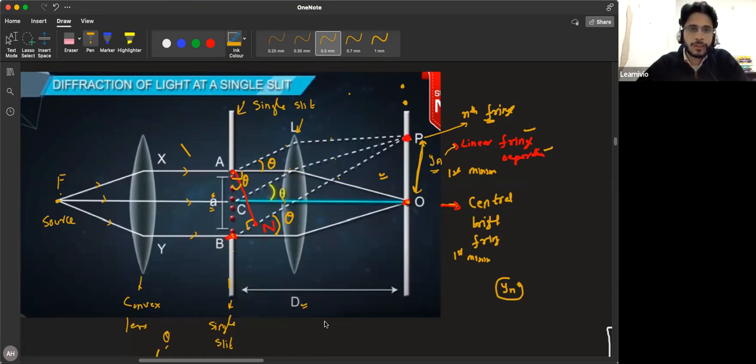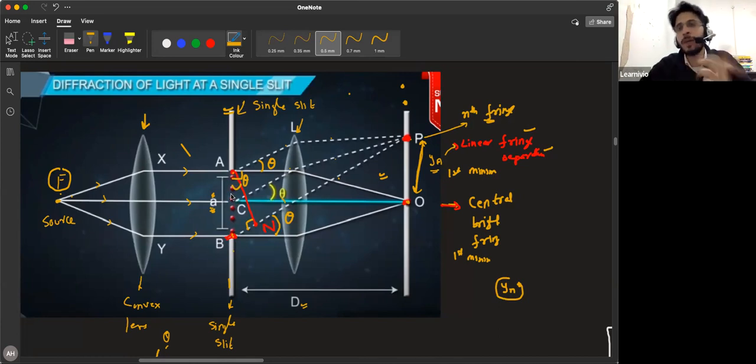Yes. See, this is the single slit. This one, this is the slit, a small opening. The size of the opening is a. This is the source of light. Light waves coming from this source pass through a convex lens. The light source is at the focus of the convex lens. When light rays from the source pass through the convex lens, they become parallel. When these parallel rays pass through this slit, they get diffracted.